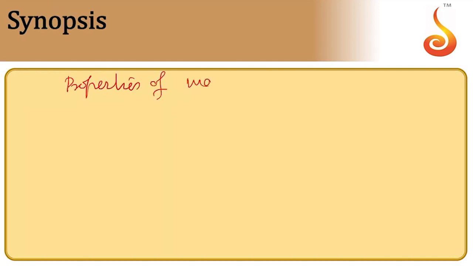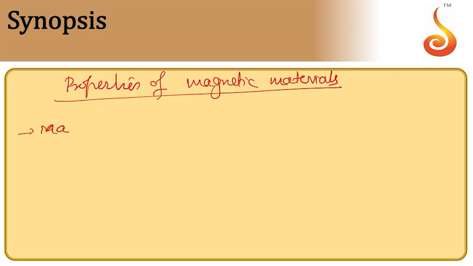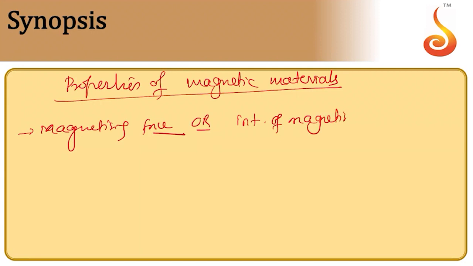Properties of magnetic materials. First one is magnetizing force or intensity of magnetizing field, H.